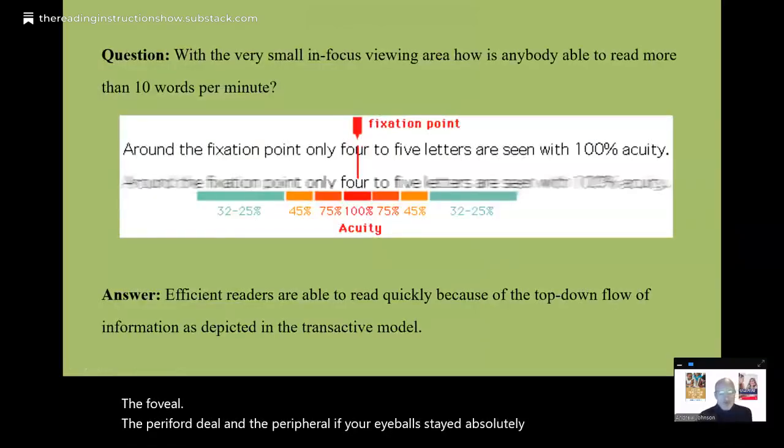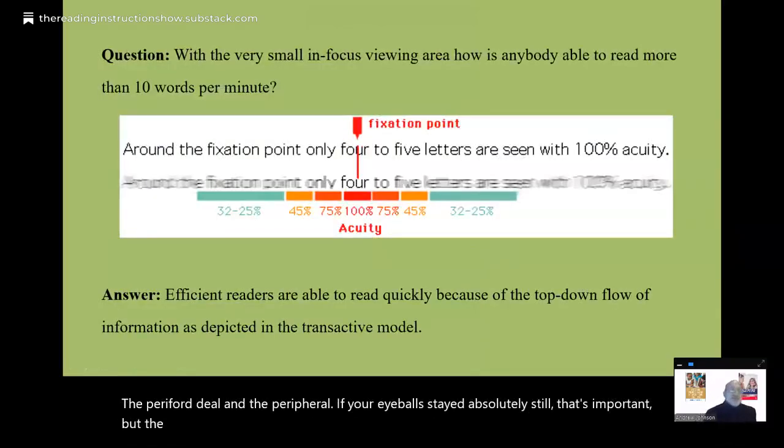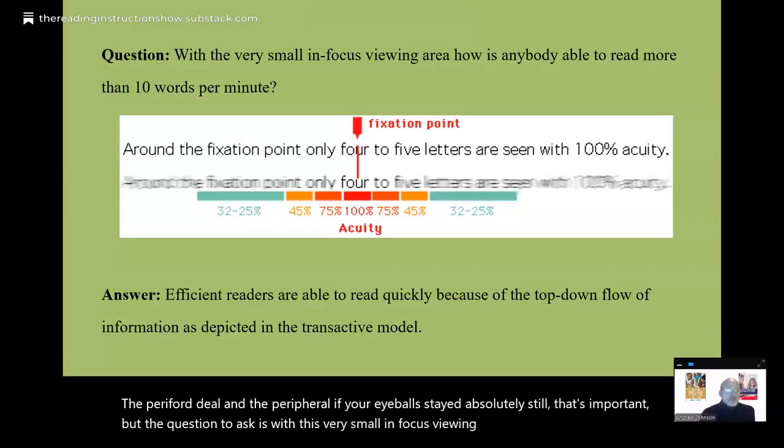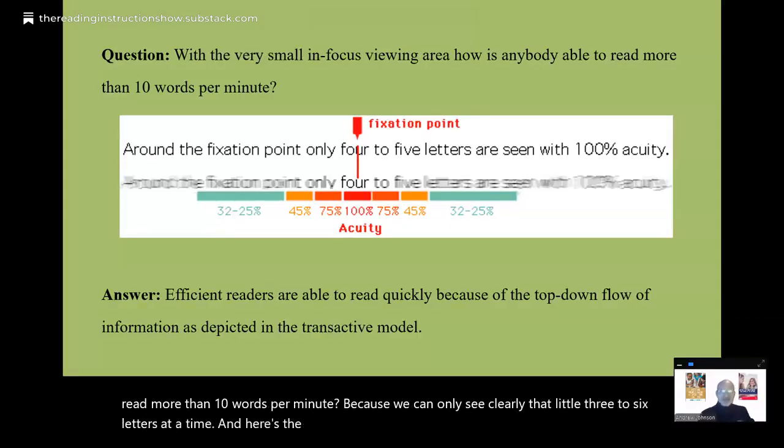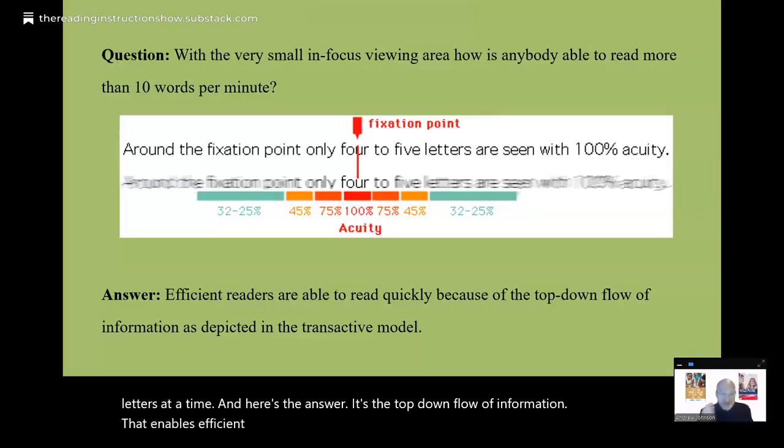That's important. But the question to ask is, with this very small in-focus viewing area, how is anyone able to read more than 10 words per minute? Because we can only see clearly that little 3 to 6 letters at a time. And here's the answer. It's the top-down flow of information that enables efficient readers to read quickly and efficiently.